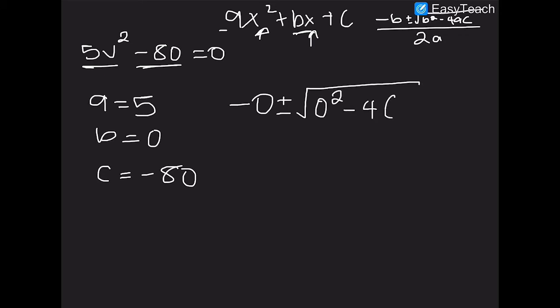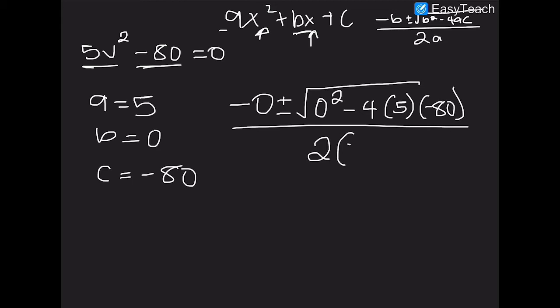I'm going to use a bracket because 4ac is pretty much saying 4 multiplied by a multiplied by c. We could use multiplication signs, but since there's going to be a lot of numbers anyway, I'm just going to use brackets. So a, we have 5, right? C, we have negative 80. And then that's going to be all over 2 multiplied by 5. Again, we're replacing wherever we see 5.